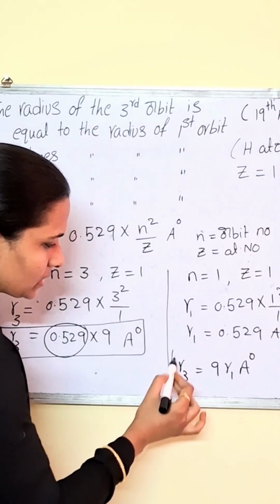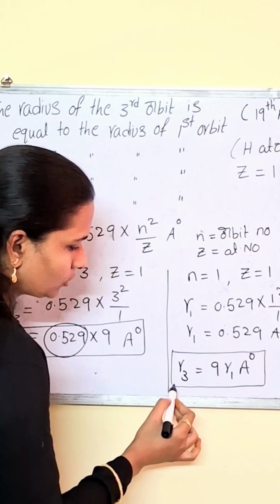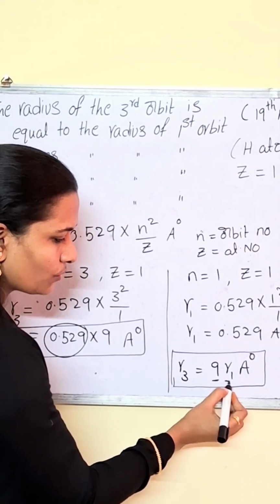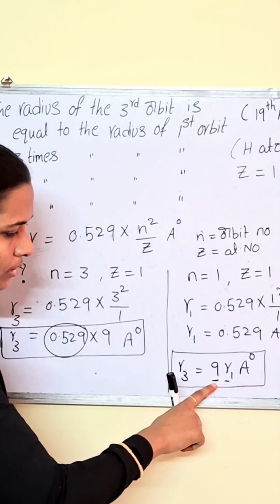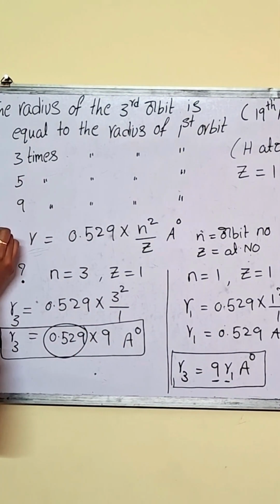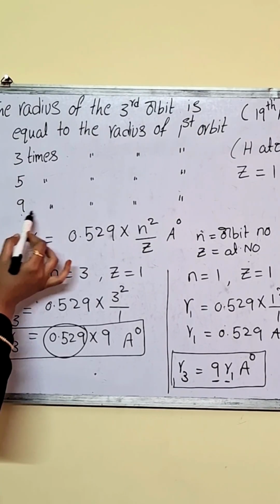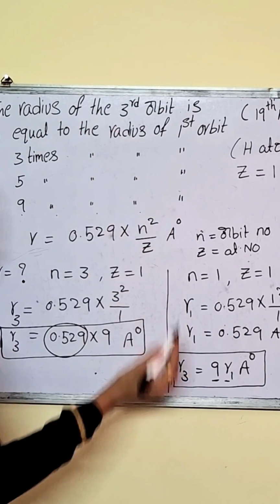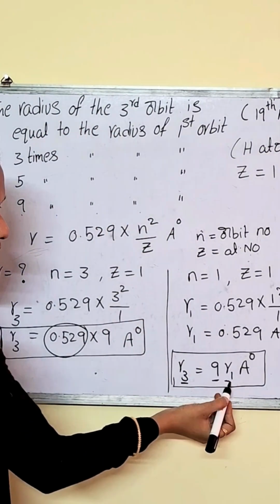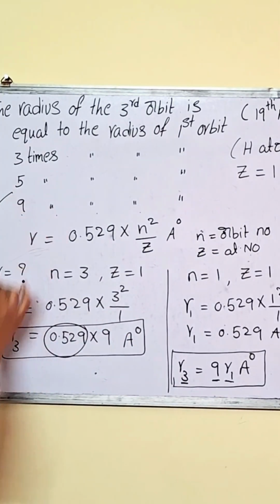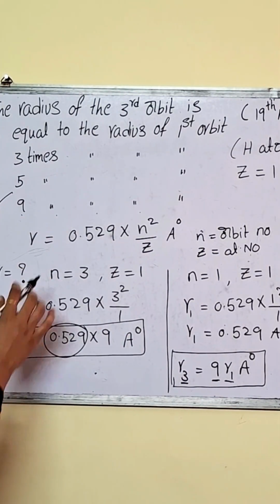So the radius of the third orbit is equal to 9 times the radius of the first orbit. Now going to the options: option D, 9 times the radius of the first orbit. The radius of the third orbit is equal to 9 times the radius of the first orbit. So option D is the correct answer for this question.